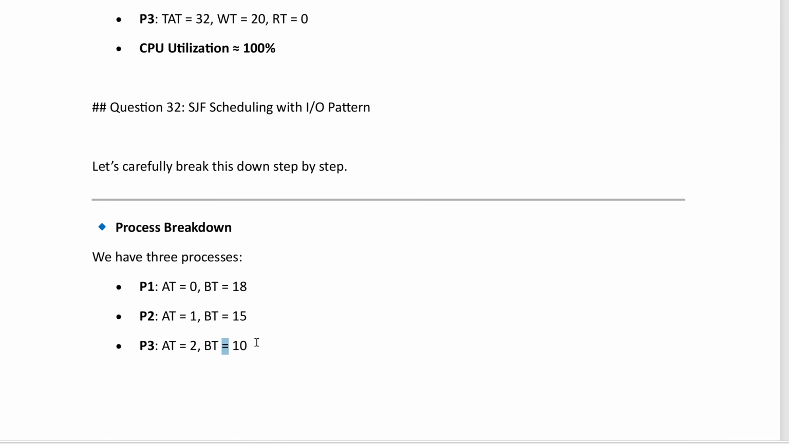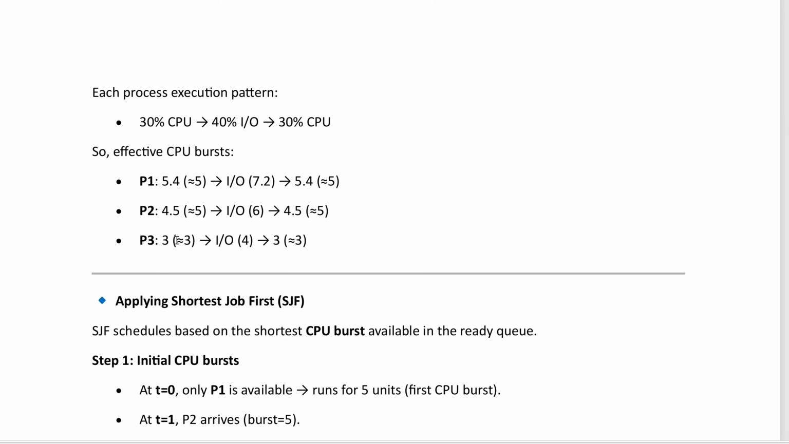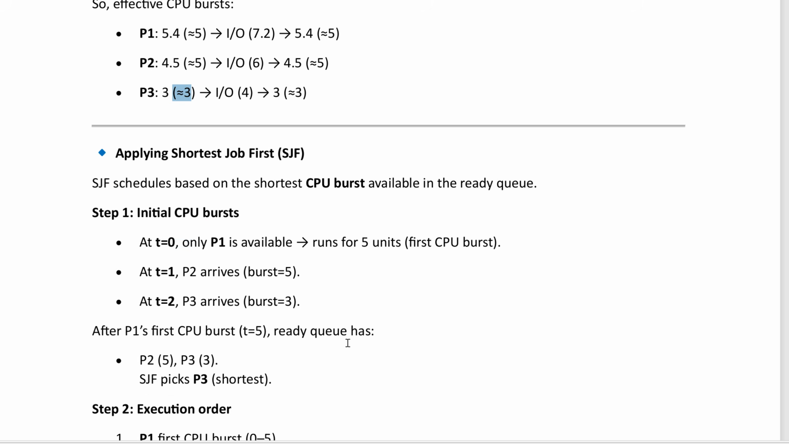The burst time of P3 is 10, right? So we take 30 divided by 100 into 10, that is 3. 40 divided by 100 into 10, that is 4. 30 divided by 100 into 10, that is 3. So now P3 will execute for 3 units of burst time, right?